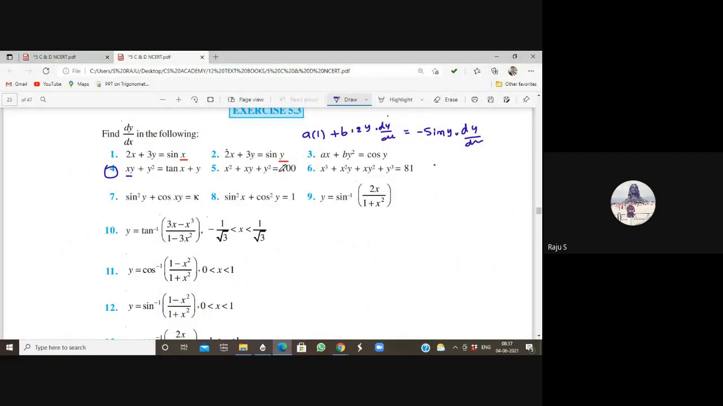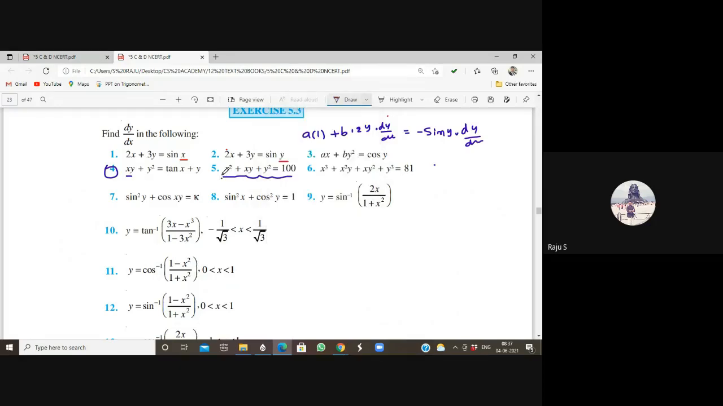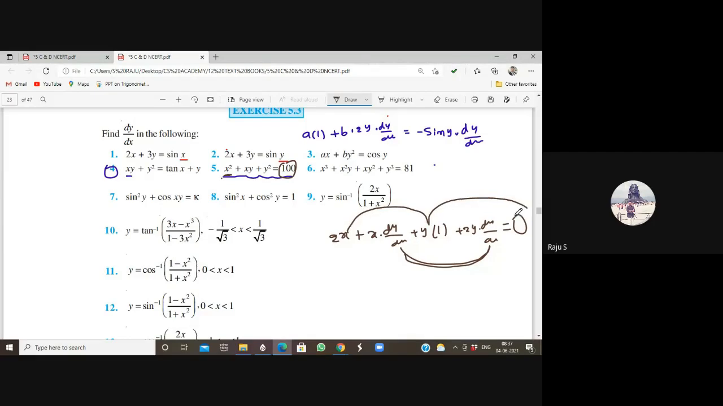Okay, now next question. Can you try this question? Fifth one. Fifth one answer is what? Anyone? See the fifth one. I'm doing directly x square derivative, 2x. Xy derivative, again just now we found, x dy by dx plus y into 1. Y square is just now we did already, 2y dy by dx is equal to 100. 100 is a constant, derivative 0. So now this dy by dx can be taken common and remaining these two terms take to the right side. That is the answer. Okay, let us do the sixth one.